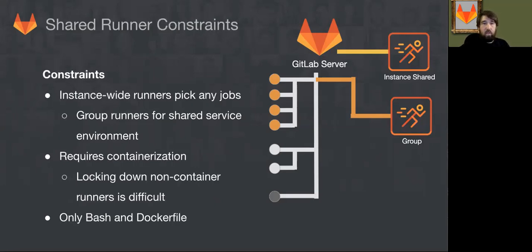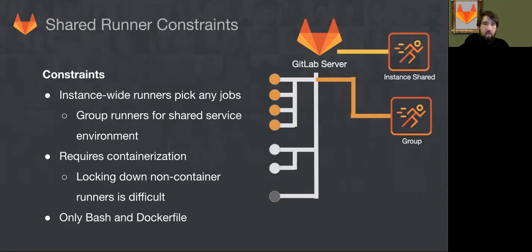There are some constraints that come with these shared runners. The first is that the runner is scoped to the whole instance. It will pick up jobs from any project anywhere on the system. This needs to be deliberately configured since all users have access to the runner pool.